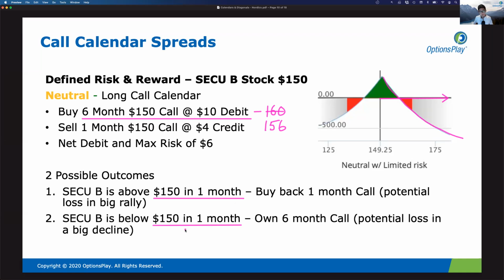Now, if the stock is below 150 crowns at 1 month, then what happens is you keep the 4 crowns, and now you effectively own that 150 call option for only 6 crowns. And you can choose to sell another call option if you'd like to further reduce the cost of that long call, depending on whether you're neutral or bullish on the stock.